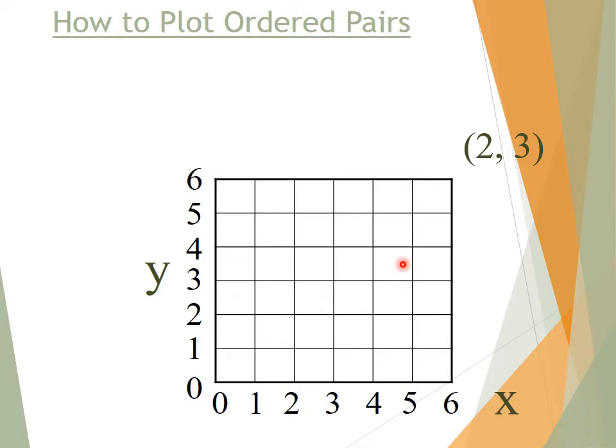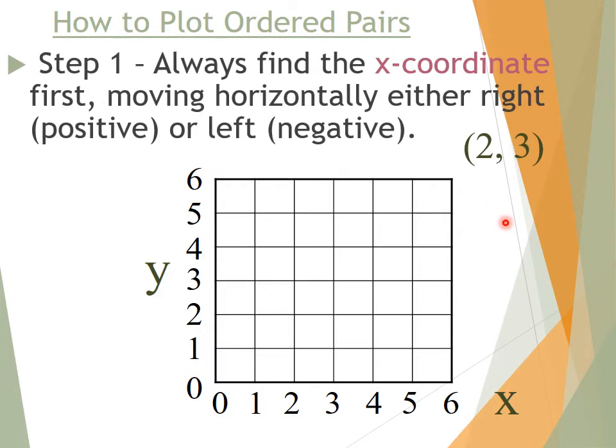Now, let us learn how to plot ordered pairs. So, we have an ordered pair right over here. A coordinate is given for a point, 2, 3, but we do not know where the exact position of this particular point is. So, let us see where it is. The first step will always be to find the x coordinate first, moving horizontally either right for positive direction and left for negative direction. If you have negative values, then you will go to the left, and if you have positive values, you will go to the right. Okay.